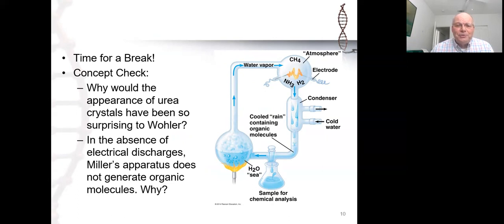So here are the questions for your consideration at this point. Why would the appearance of urea crystals have been so surprising to Wohler? And if Miller's apparatus did not contain electrical discharges, we know that organic molecules are not generated. In fact, Miller did actually do that experiment. He turned off the electric discharges and there were no organic molecules created. Why? I'll be back in a few seconds.